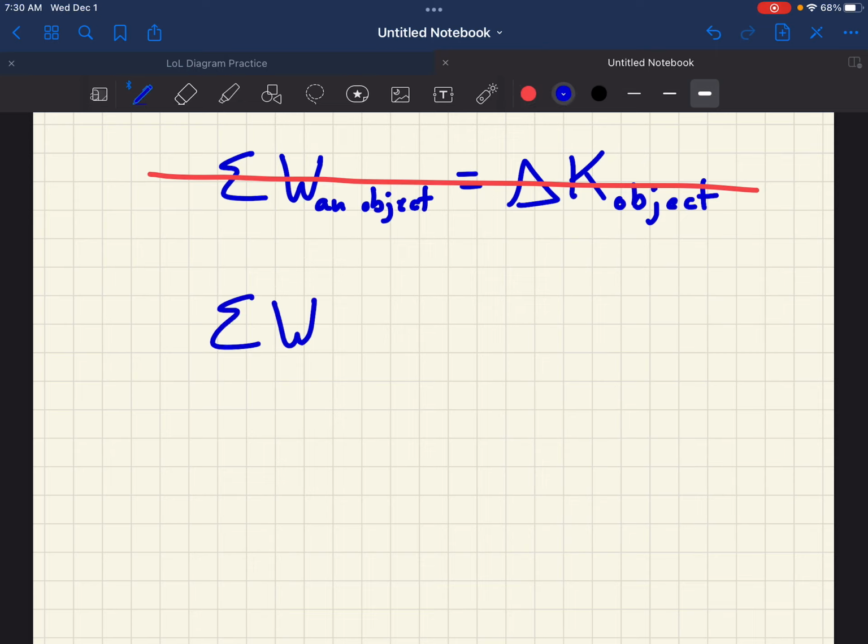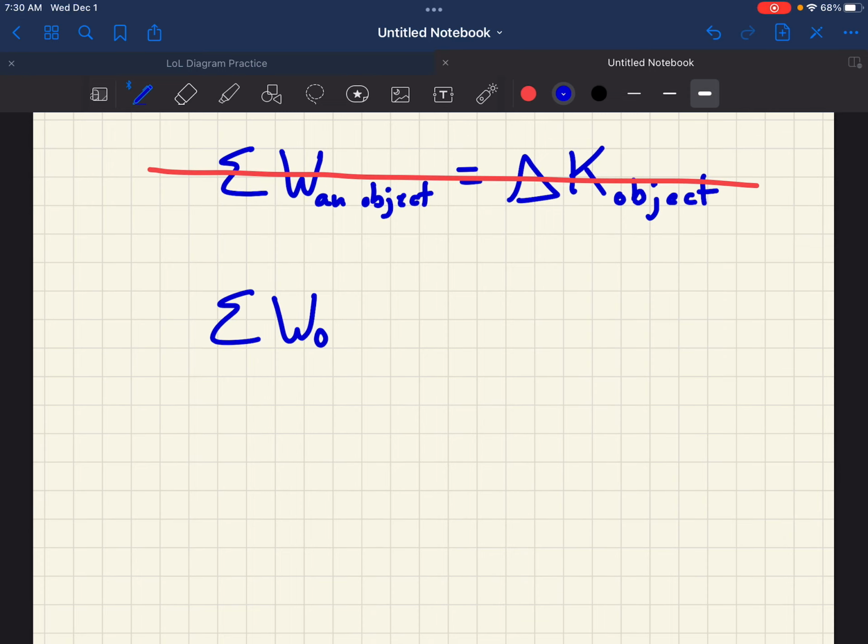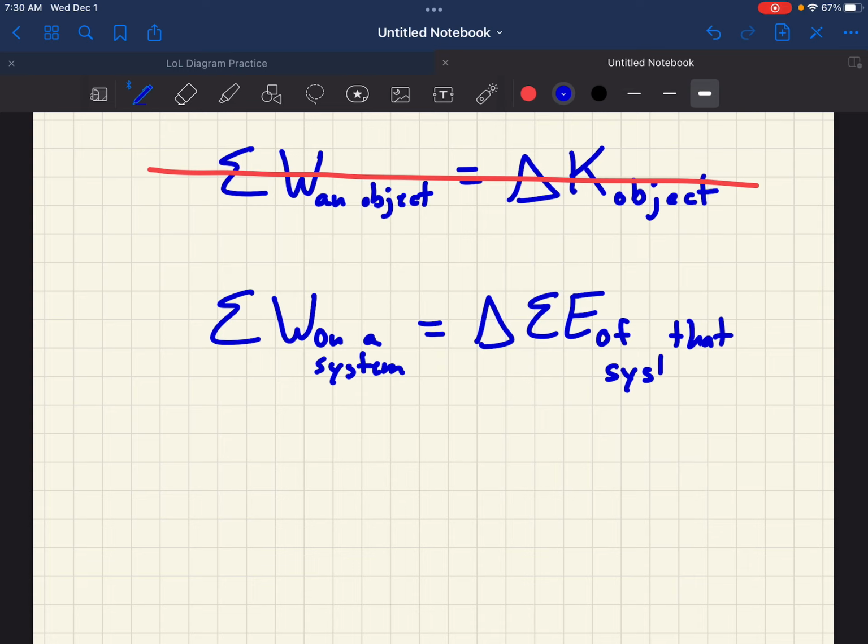The total work done on a system has to be equal to the change in the total energy of that system. Right? And what this means is that only external forces can do work on a system. They can change the energy of that system, and they can change it in multiple ways.